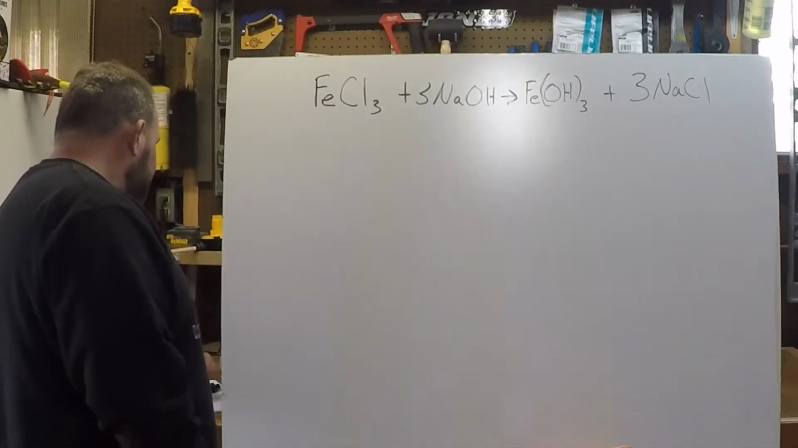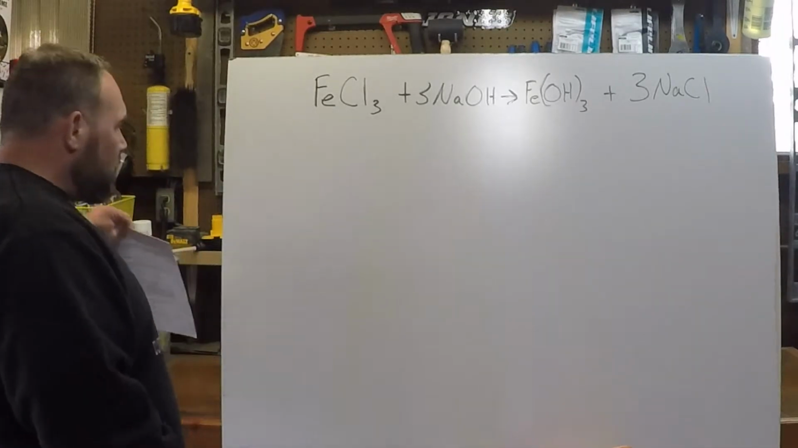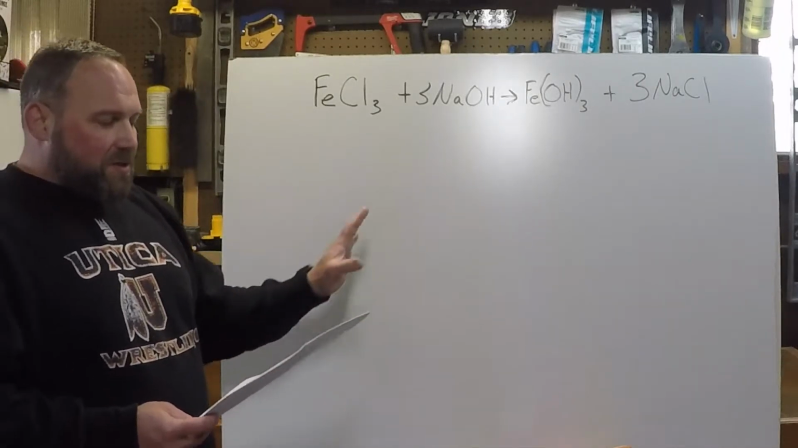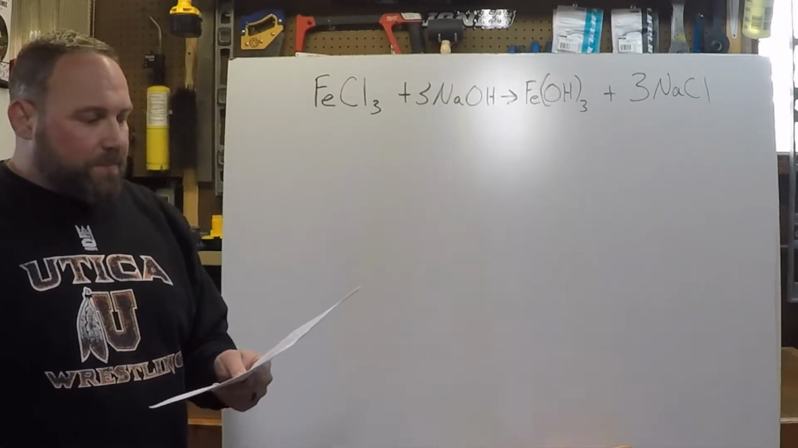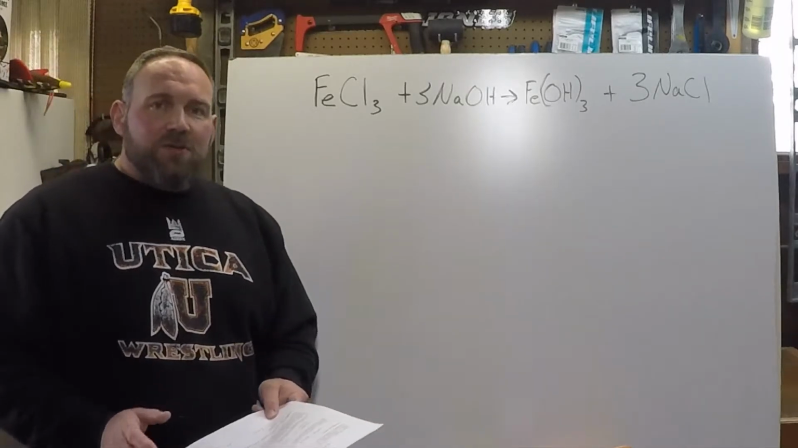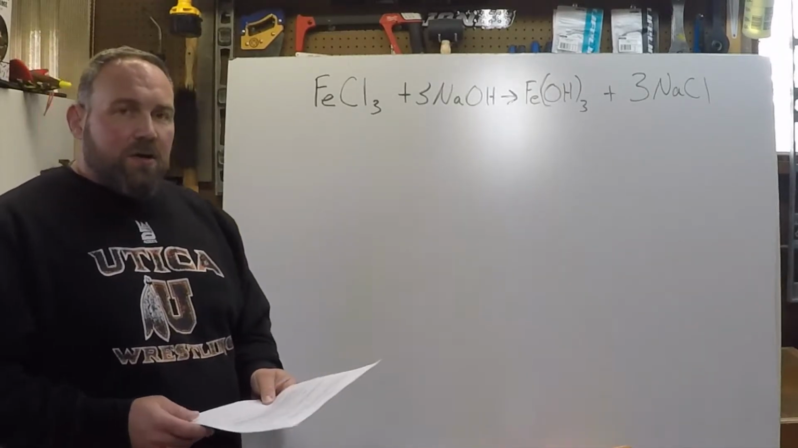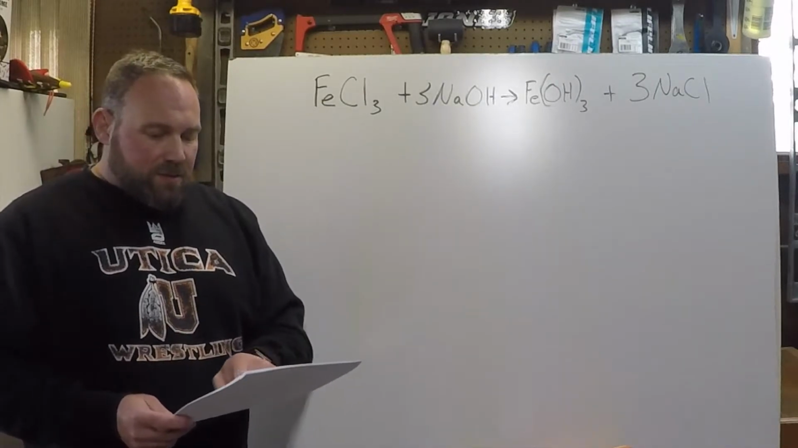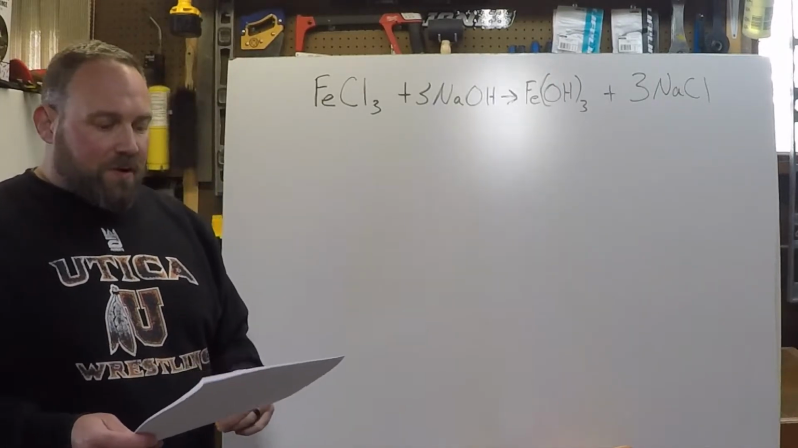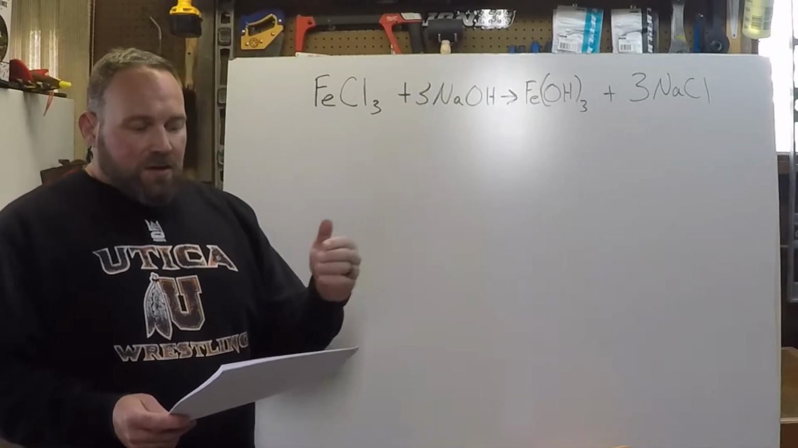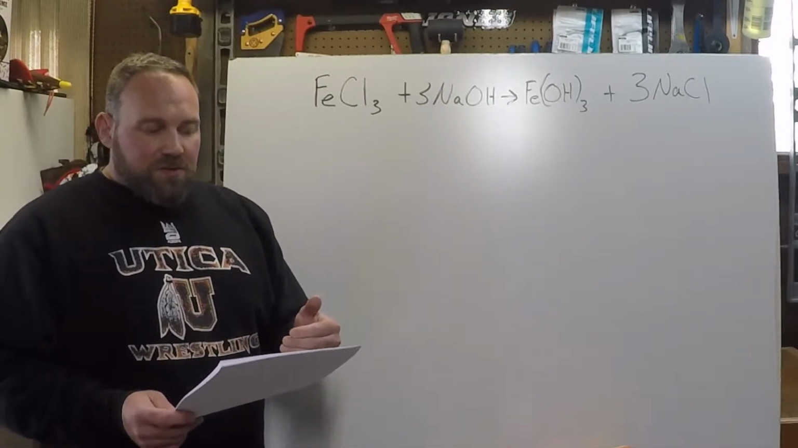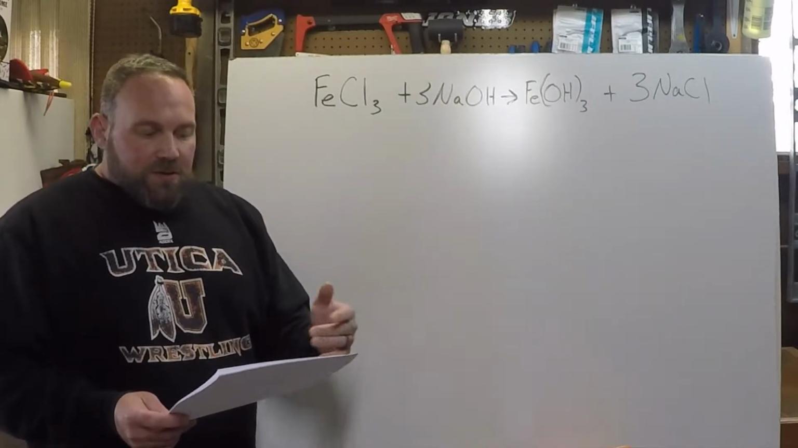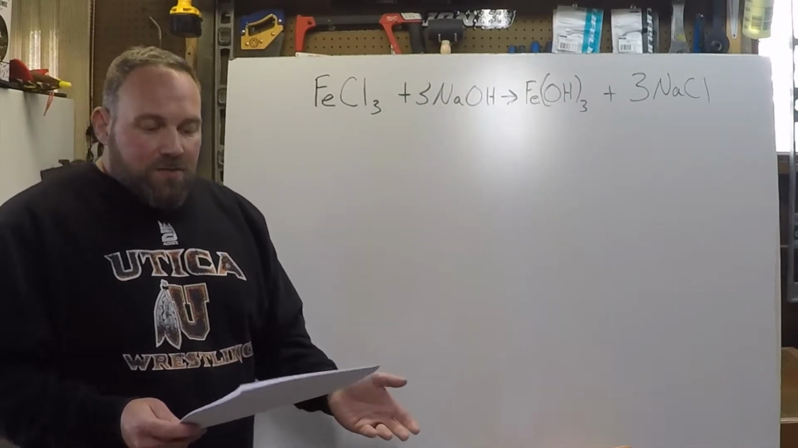All right, so the next thing it asks us to do. This balanced equation tells us what we just did. So the next thing I want you to look at is some of the possible ratios, and some of those are on the paper for you. So for every 3 moles of sodium hydroxide is equivalent to 1 mole of iron chloride, or 1 mole of iron chloride is equivalent to 1 mole of iron hydroxide.